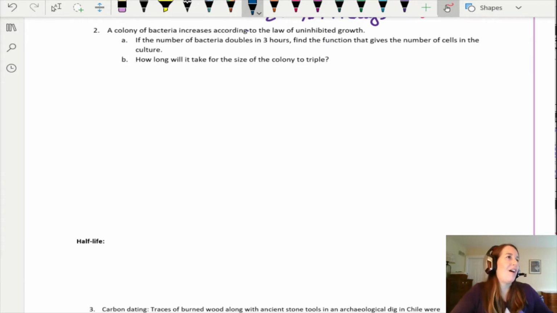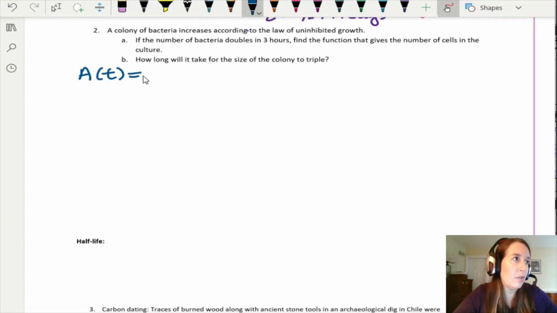So it says a colony of bacteria increases according to the law of uninhibited growth. Okay, so we know that the model of the equation is A of t is equal to A naught e to the k t. And since it does say growth, we know the k is going to be a positive number. If the number of bacteria doubles in 3 hours, find the function that gives the number of cells in the culture. Okay? So in other words, they're giving us information, but they're actually asking us to come up with the equation.